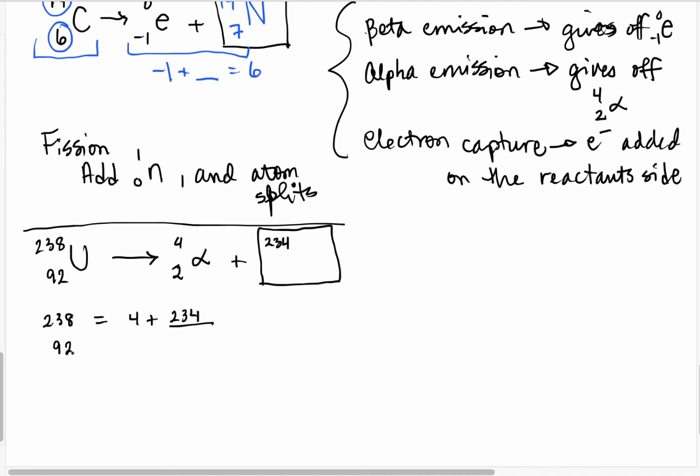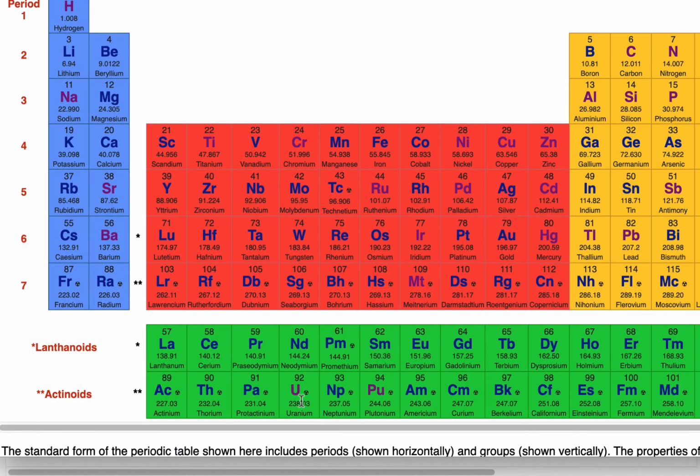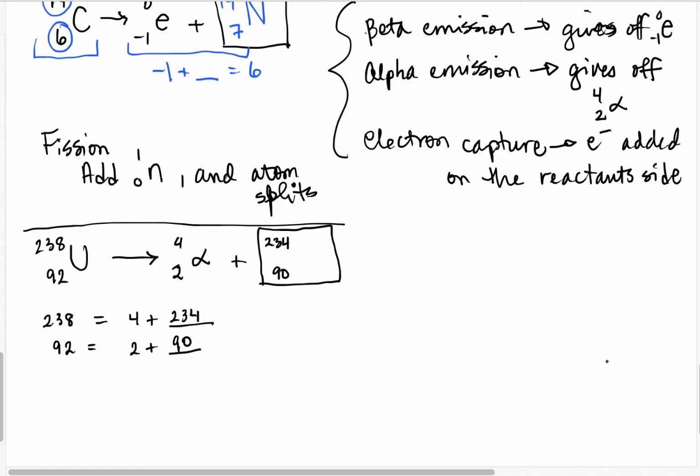And then the charge number, that's going to be 92. That's going to be 2 plus something, and that's also pretty easy to do in our heads. So that's going to be 90. Now we can go and take a look at the periodic table. This is the WebElements website, which I like a lot. We were at element 92, uranium, and now our new element has 90 protons, so that would be thorium. So we have identified our radiation product here, and we have thorium.